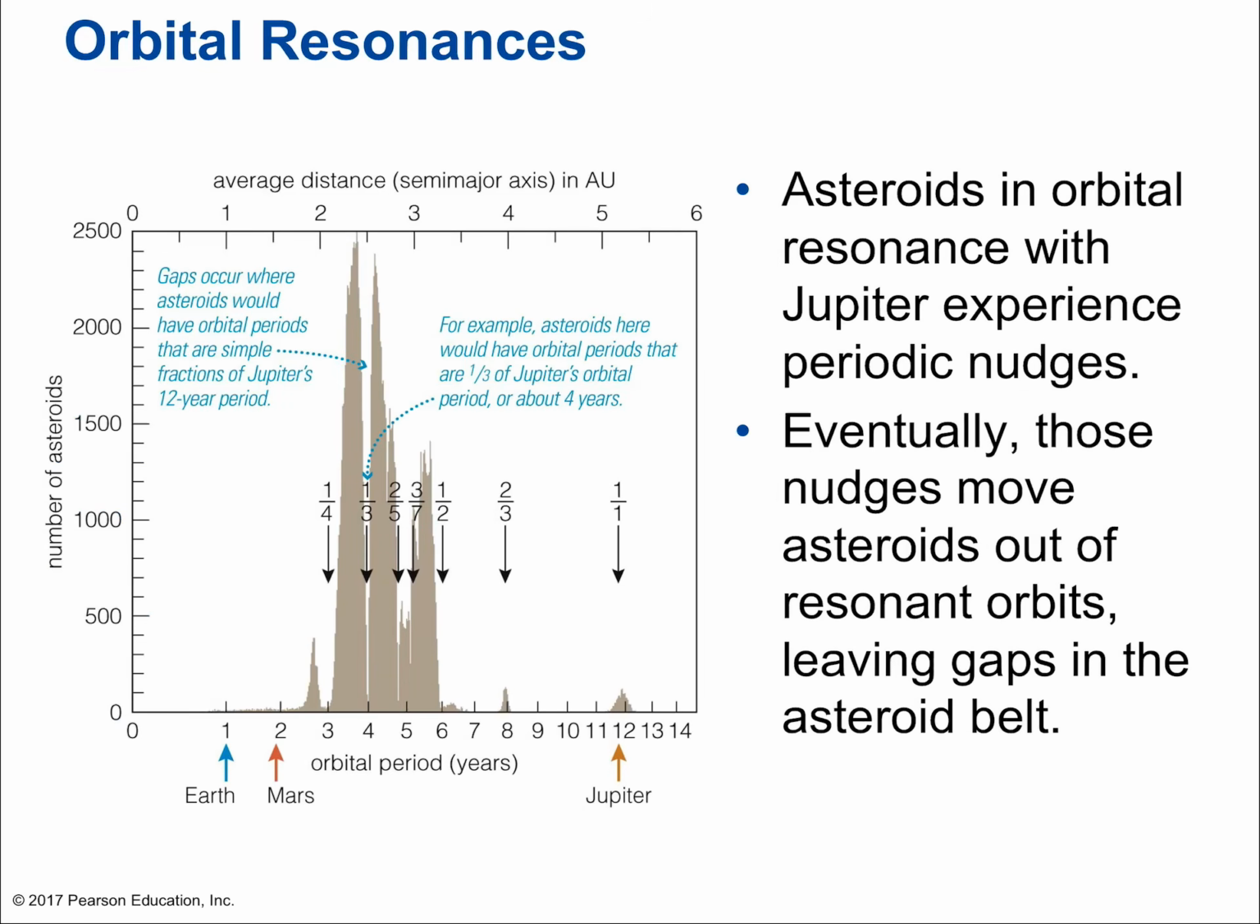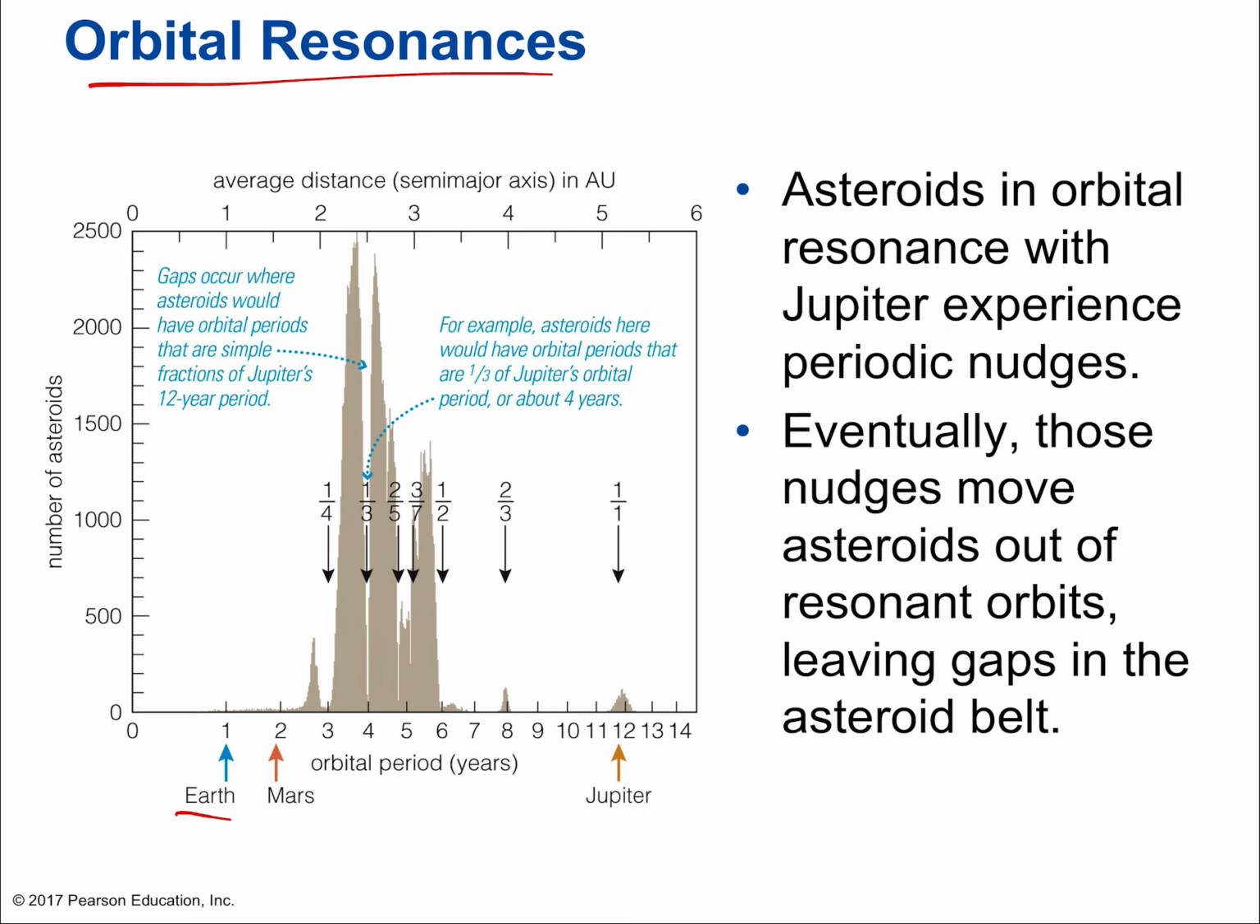Okay, so here it is. It's all about orbital resonances. And we actually discussed this in the last video for this chapter. Orbital resonances came up when we discussed the three closest of the Galilean moons of Jupiter: Io, Ganymede, and Europa. Callisto is too far out to be part of the resonance, but those three closest moons absolutely have this resonance. They line up every so often. That's the same idea we're talking about here. So asteroids in orbital resonance with Jupiter experience periodic nudges. Eventually those nudges move asteroids out of those resonant orbits, leaving gaps in the asteroid belt.